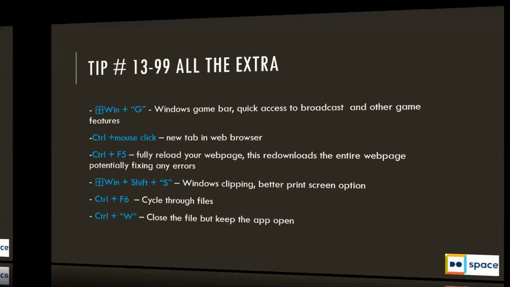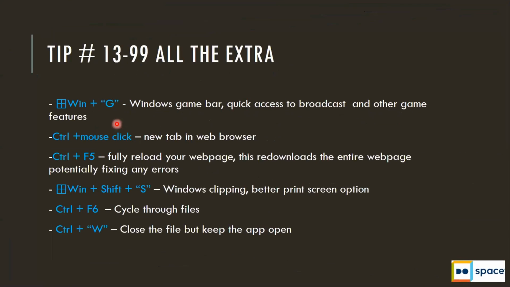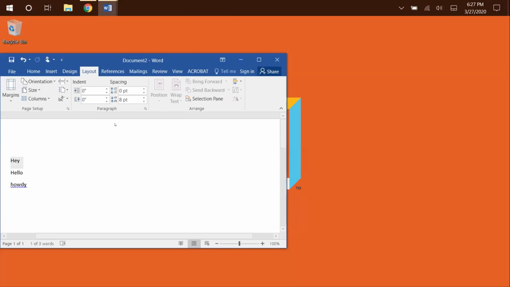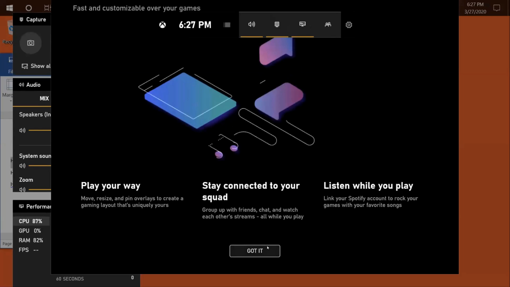So 13 is a little bit of a catch-all. I don't think we're going to get to all of these in the next few minutes, but I'll try to get to a few. So this next one is primarily for gamers, the Windows key G. If I hit Windows key G here, it may take a little bit. There we go. It actually pops out my games menu.